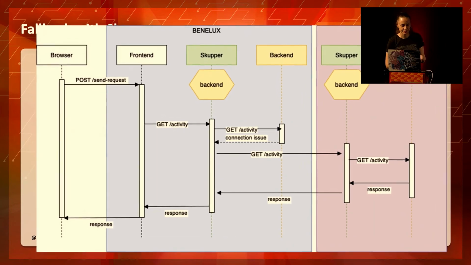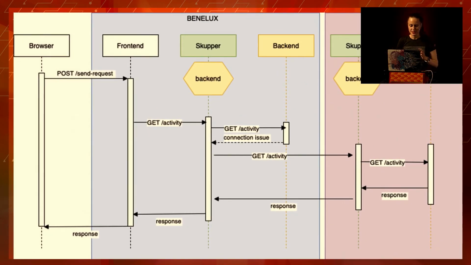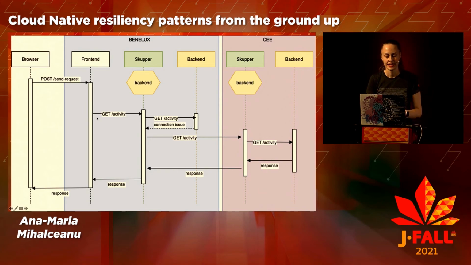And let's make this bigger and explain what happened earlier when we were lowering down the pods and there was just one backend responding at some point. I kept this only for 2 namespaces because adding the third one would have made it even more complex. So when I sent a request, my frontend received it and said, hey, get me an activity. But Scooper was the one talking and proxying the backend and says, hey, I'm trying to get this from Benelux because it's the closest one. The backend from Benelux is the closest one. But there's a connection issue. Our pod was scaled to 0.